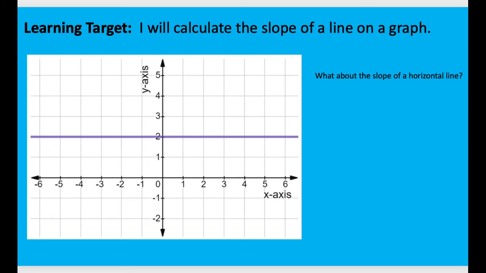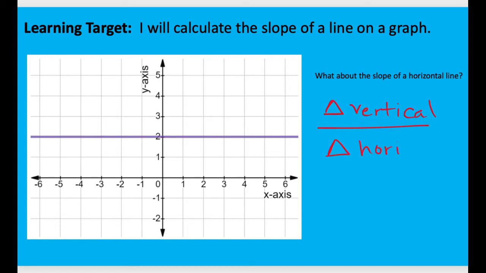Let's look at this example of a horizontal line and see if we can calculate the slope. So when I first look at this, I see that it's straight across, it's horizontal, so it's not very steep at all. It really has no steepness. So when I'm actually calculating the slope, I know that the way that I do that is with a ratio with the vertical change as the numerator and the horizontal change as the denominator.